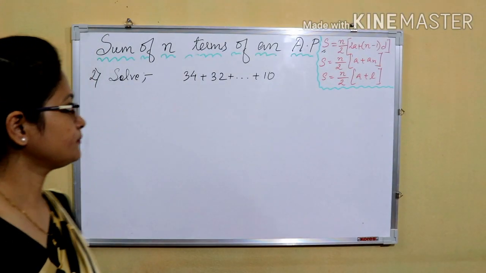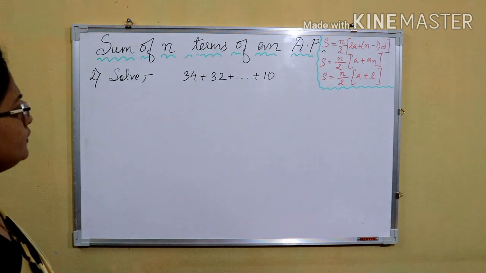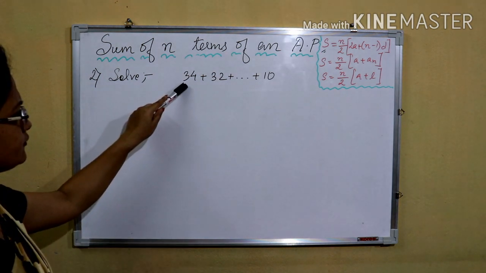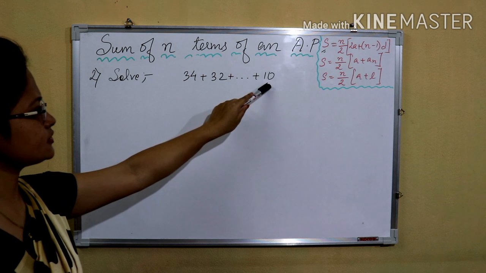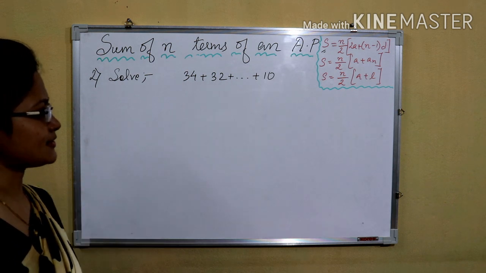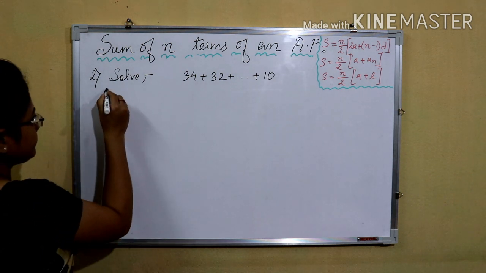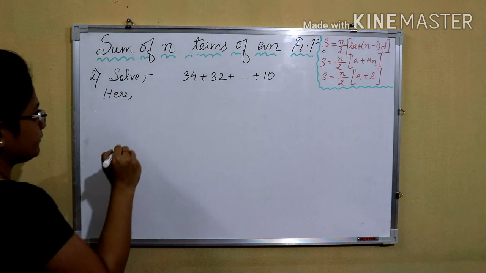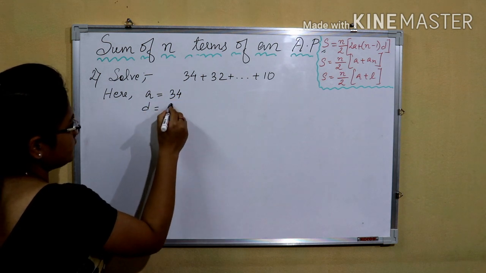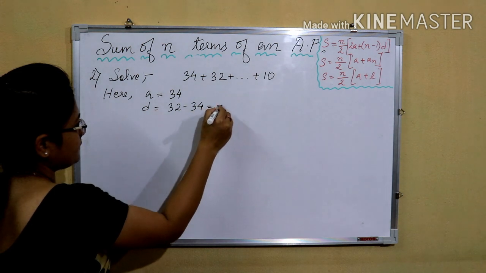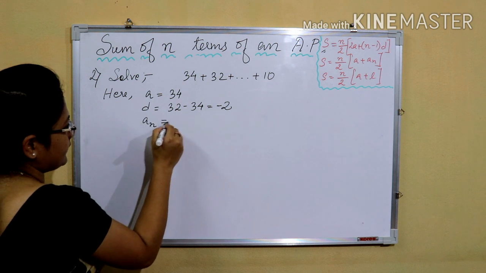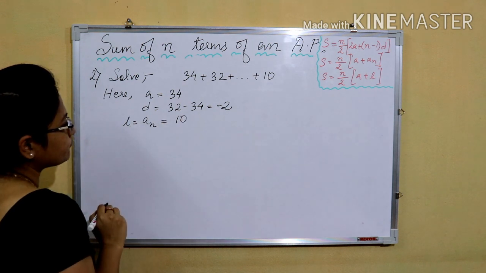Let us solve the second question. So 34 plus 32 plus 10. In this case, your 34 is the first term and 10 is your last term. That means here A is 34, D we can find 32 minus 34, which will be minus 2, and this 10 is AN, that is your last term.